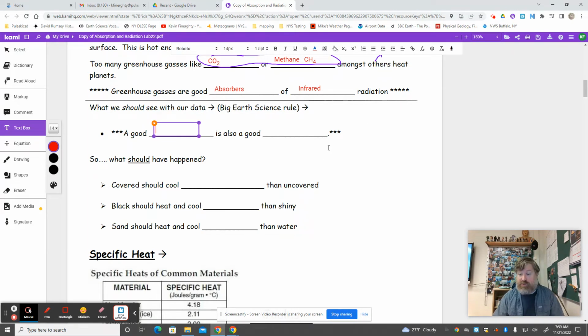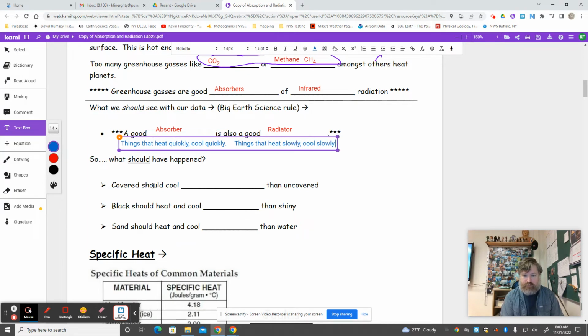And one important earth science rule that pops up a lot is that a good absorber is also a good radiator. Maybe a better way to say that is that things, well, let's type it with that. Things that heat quickly, cool quickly. And the opposite, if it's not obvious, that's things that heat slowly, cool slowly. That's big. You've noticed this before. I'll show you where. Let's talk about what happened in this lab.